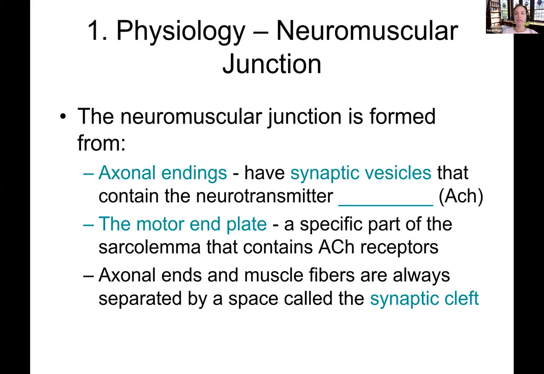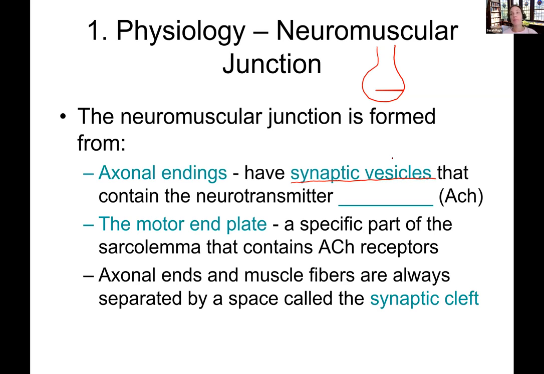Okay, so one thing that we'll find is at the end of the axon, notice when I draw the end of that axon, I kind of draw it like this. I make it look kind of fat at the end. We call that the axonal ending where it gets kind of big. And inside we'll have something called synaptic vesicles. And synaptic vesicles are basically just little vesicles, little bubbles, and inside they contain a neurotransmitter.